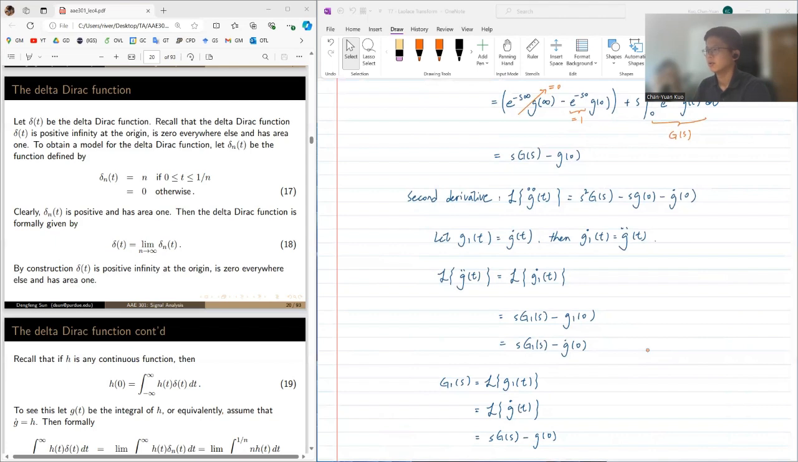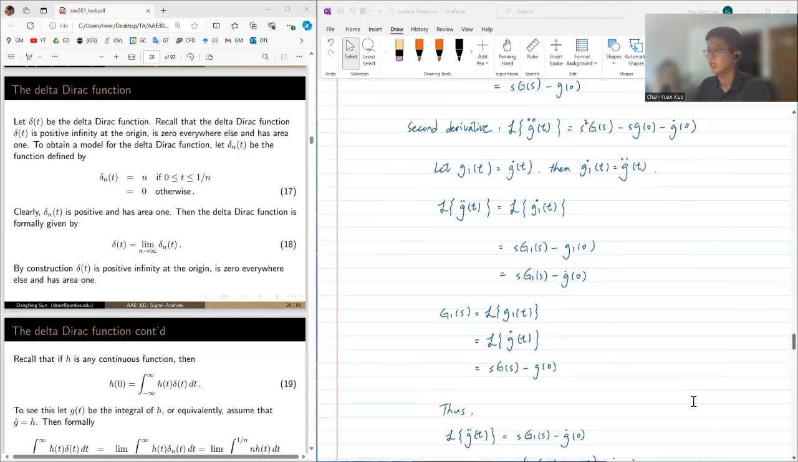To obtain this result, we can first let g1 denote the first derivative of g, and we can see that the first derivative of g1 will be the second derivative of g. Now we want to compute the Laplace transform of the second derivative of g. It's going to equal the Laplace transform of the first derivative of g1. According to the result that we have just obtained, this is going to equal s times the Laplace transform of g1 minus g1 of 0.